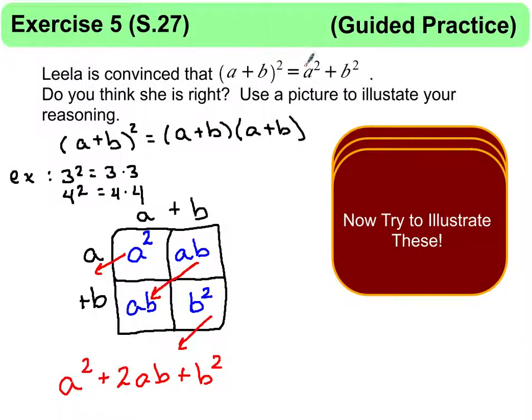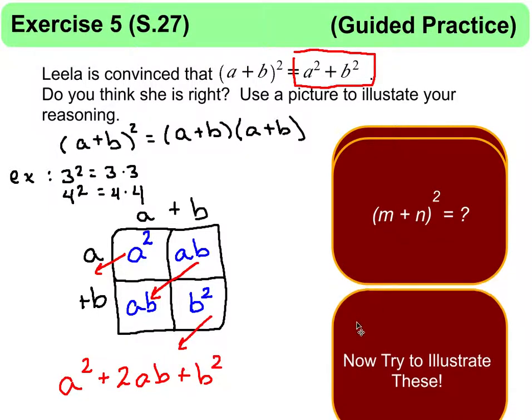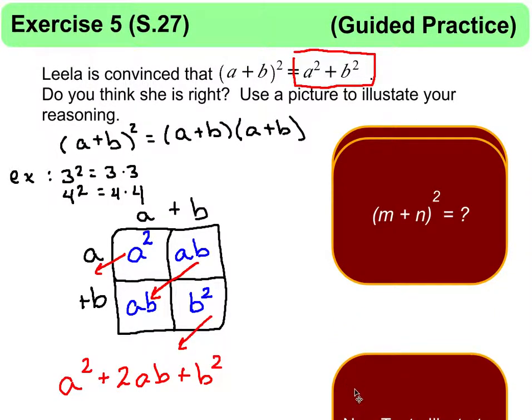And as we can see, that is not at all like the misconception that Leela had when she considered the answer of being a squared plus b squared. And so this geometric model allows the students to kind of see that difference and understand why it is not the same. The teacher will then encourage students to try some more, such as (m + n) squared.